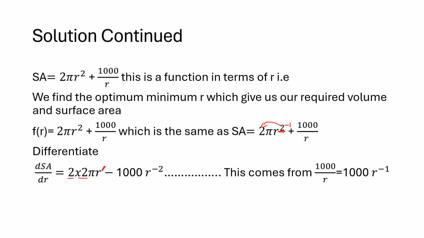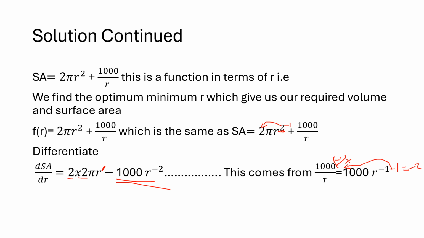And then what happens with our 1000? This is the same as saying 1000 to the power r minus 1. So the minus multiplies the minus 1, and multiplies our 1000. And then by the r, it's going to be minus 1 plus another minus 1, which will give us minus 2. So it comes to this.